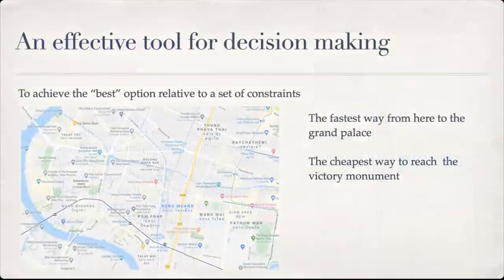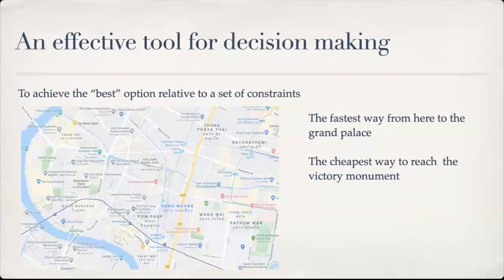Okay, now we know the concept of optimization, okay? We can treat optimization as an effective tool for decision making. Consider that you want to go somewhere, for example, this is a map, right? And I believe that you are familiar with this kind of map, right? If not, you can turn on your Google Maps, right? And you want to go somewhere, okay?